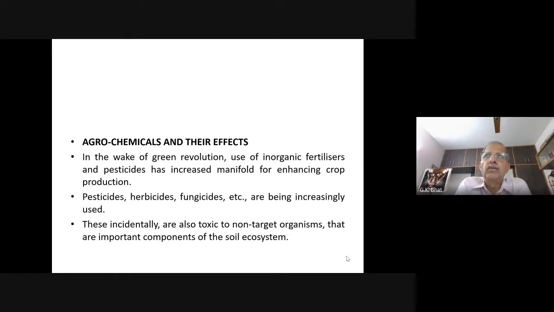In the wake of a green revolution, use of inorganic fertilizers and pesticides has increased manifold for enhancing crop production. I hope you have heard what is green revolution. Prior to green revolution, the farmers were using more of organic fertilizer.